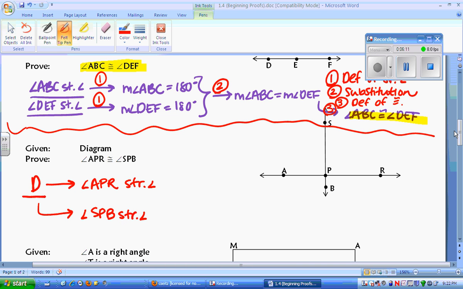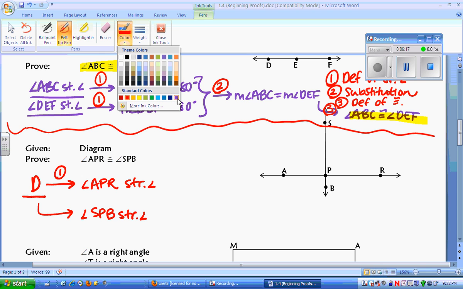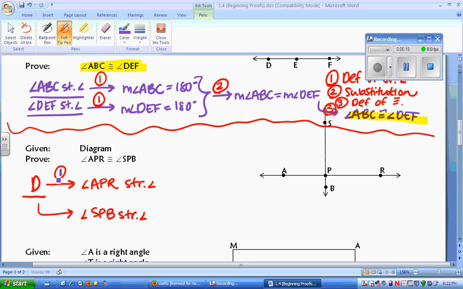Okay, so I gave you a shortcut up here in the theorem. We proved them. So now we can go ahead and say that because we know they're straight, we know all straight angles are congruent. So I'm going to go ahead from straight to angle APR is congruent to angle SPB.